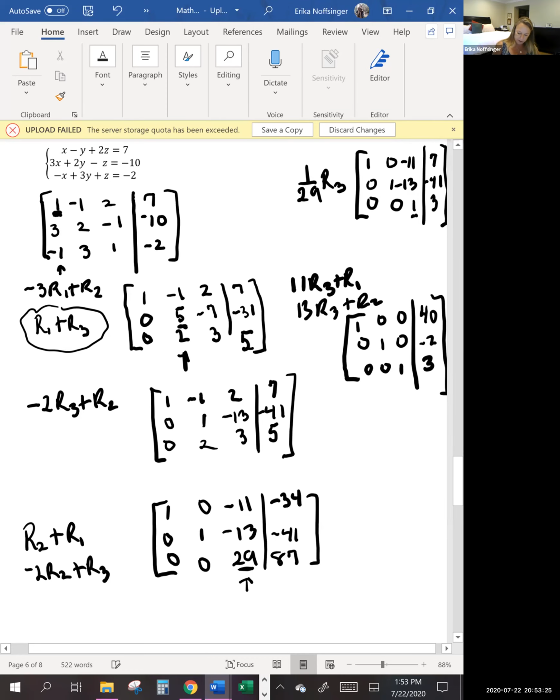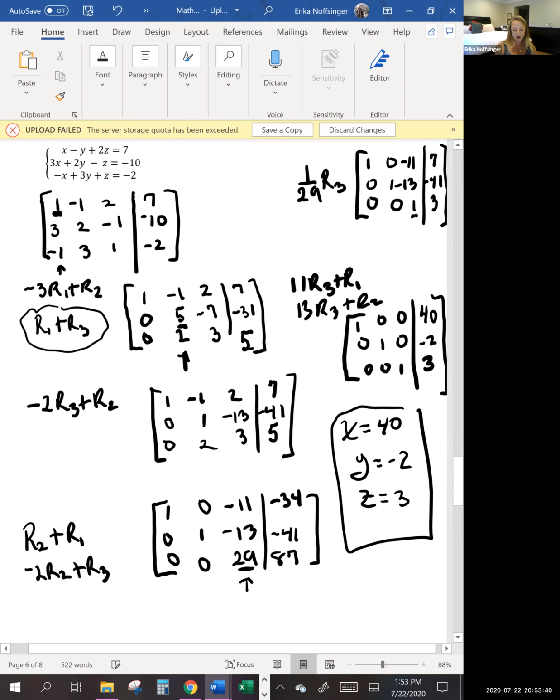So if I did everything right, we get x is equal to 40, y is equal to -2, and z is equal to 3. I can test it by going back in and checking it has to work for all 3 equations. So is 40 plus 2, yeah, something's wrong. I'm going to go back and trace this number. Shoot.